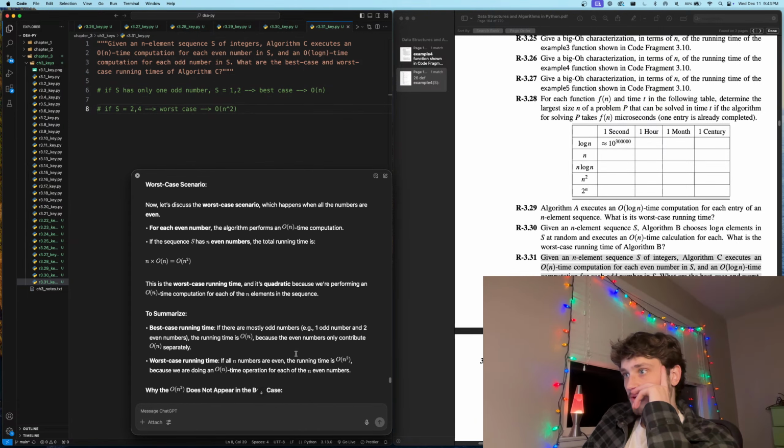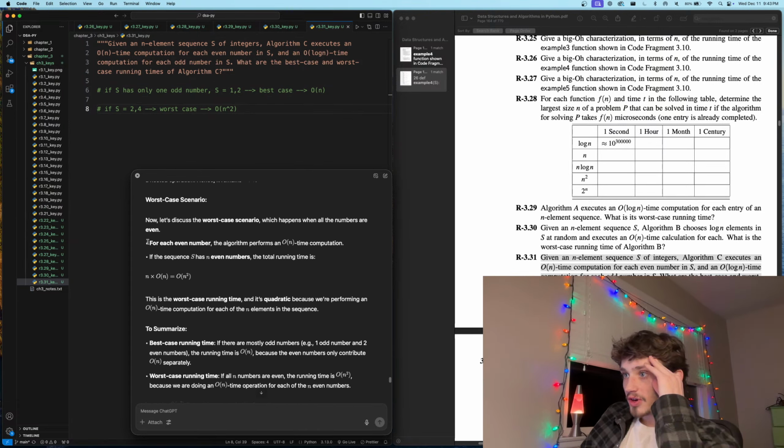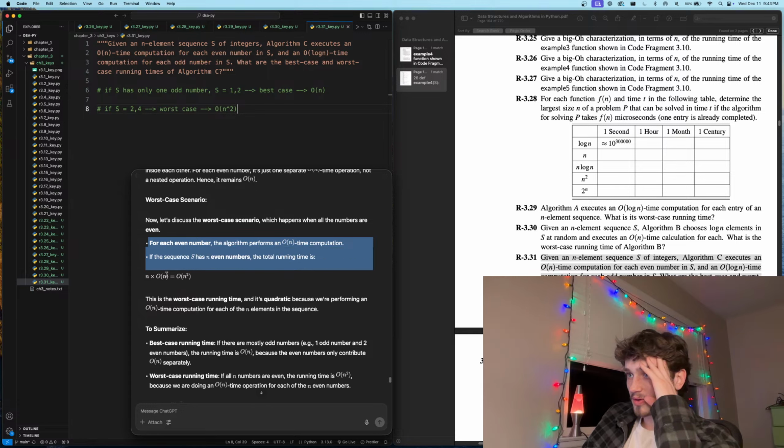It's just telling me the same thing over and over again. For each even number, the algorithm performs an O(n) time computation. If the sequence has n even numbers, the total running time is n times O(n), or O(n squared). This is the worst case running time.